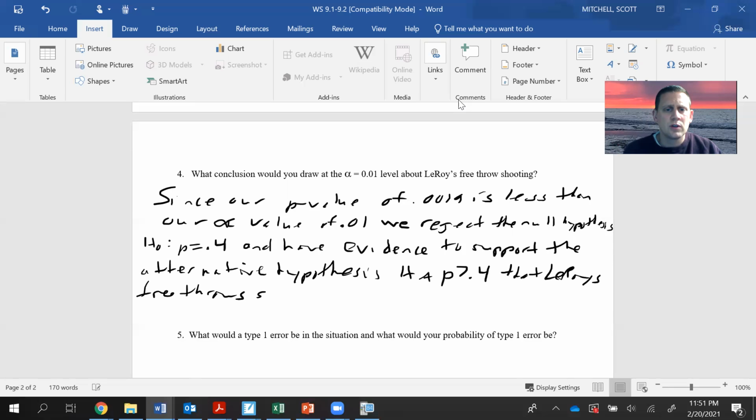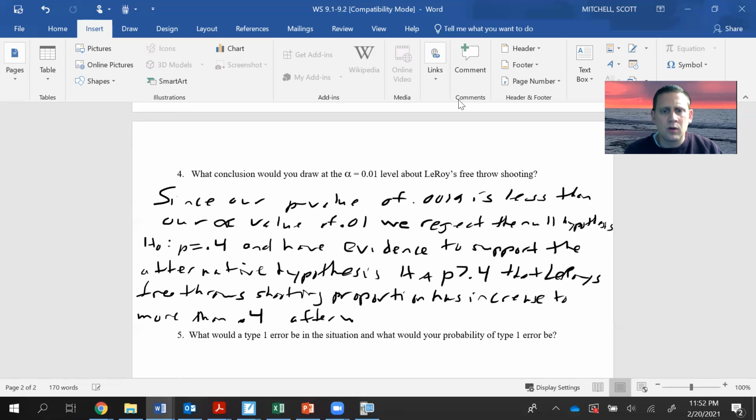throw shooting proportion has increased to more than 0.4 after working in the summer.